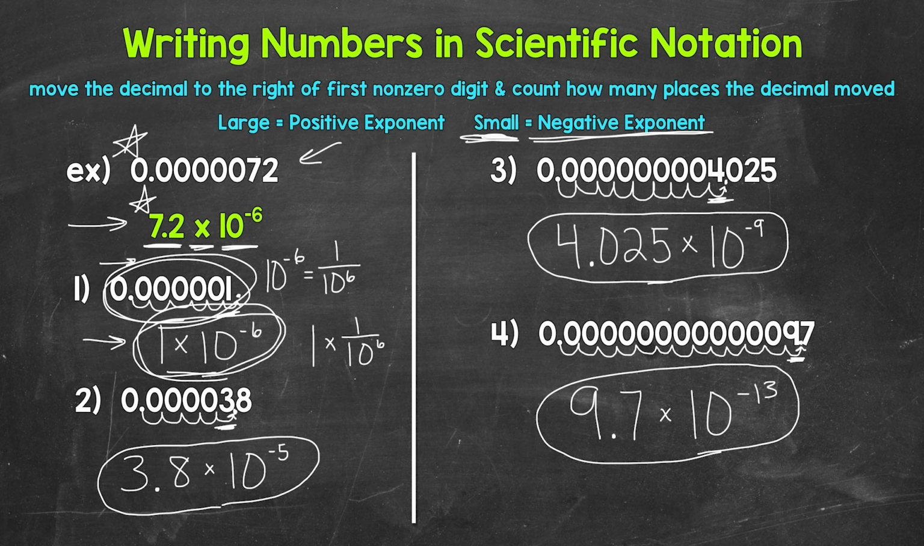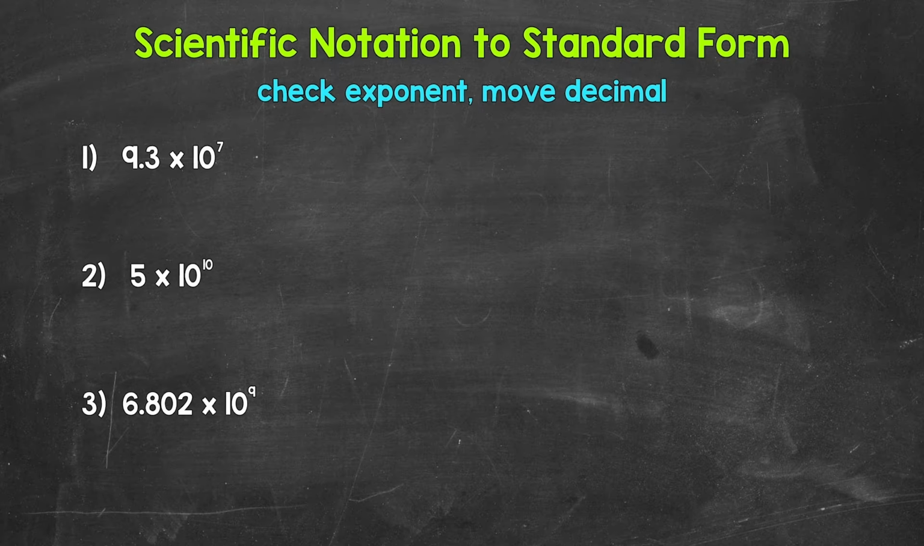So there's how to convert standard form to scientific notation. Let's move to converting scientific notation to standard form. Now let's take a look at going from scientific notation to standard form. We will start with 3 examples where we will be working with positive exponents, so large numbers. Then we will move to 3 examples of negative exponents, so small numbers.